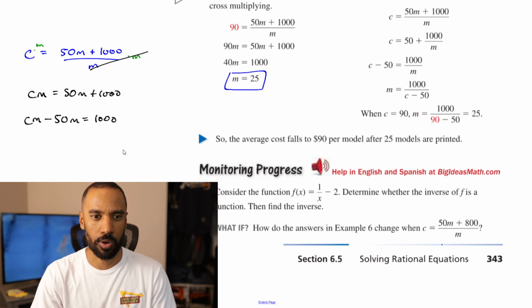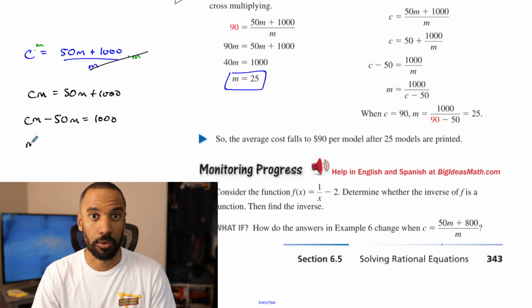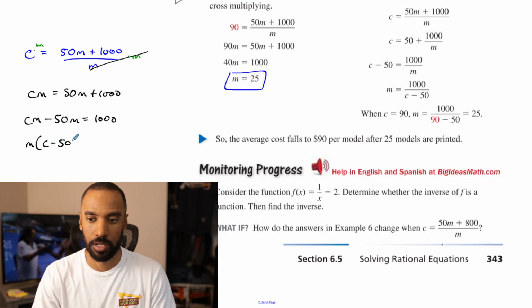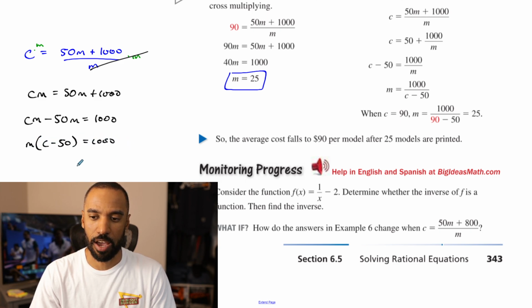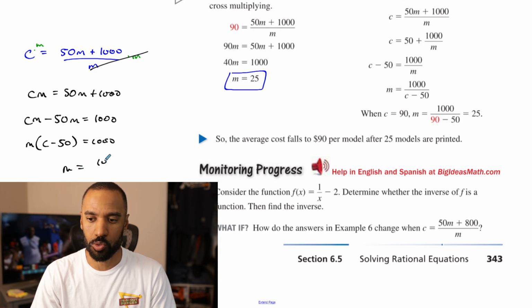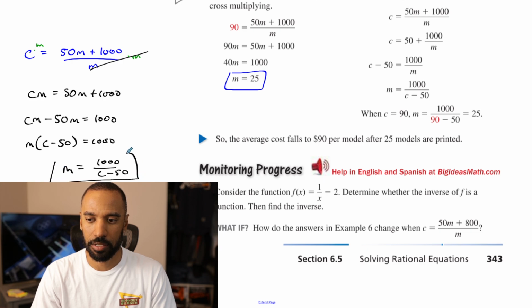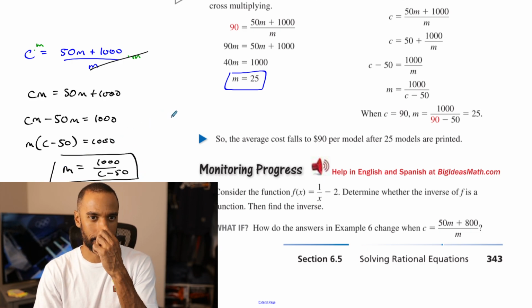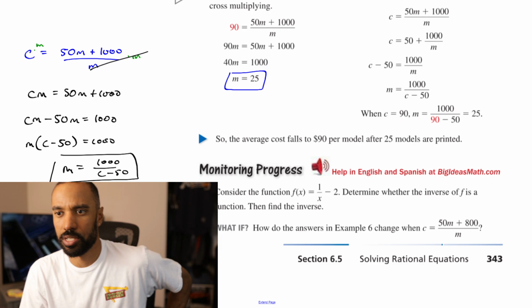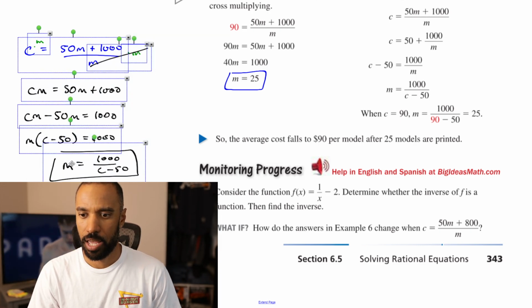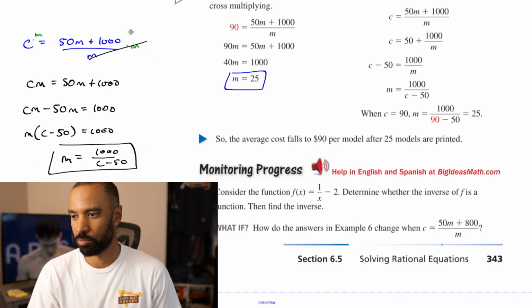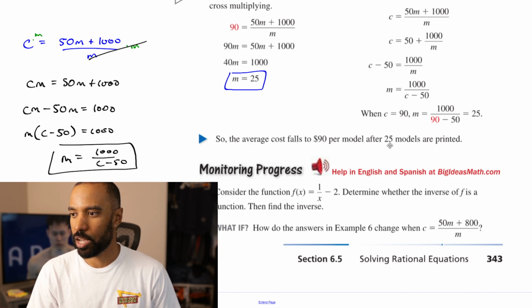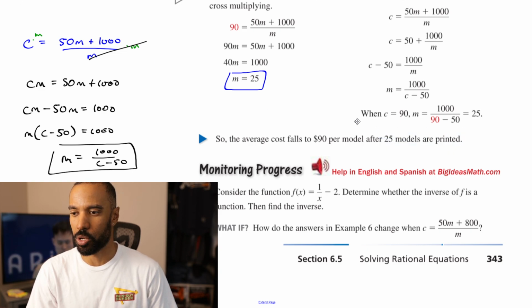You might say, what do I do with this to solve for M? You factor M out. It's a common factor. And then I can divide both sides by C minus 50, and I get M is 1,000 over C minus 50. I get the same answer there. That's how I do those more often. I guess either works. Theirs is fine through that division. So I guess we got to look at both. It depends on what we do there. 25 models are printed. Boom. So we can solve for it that way.